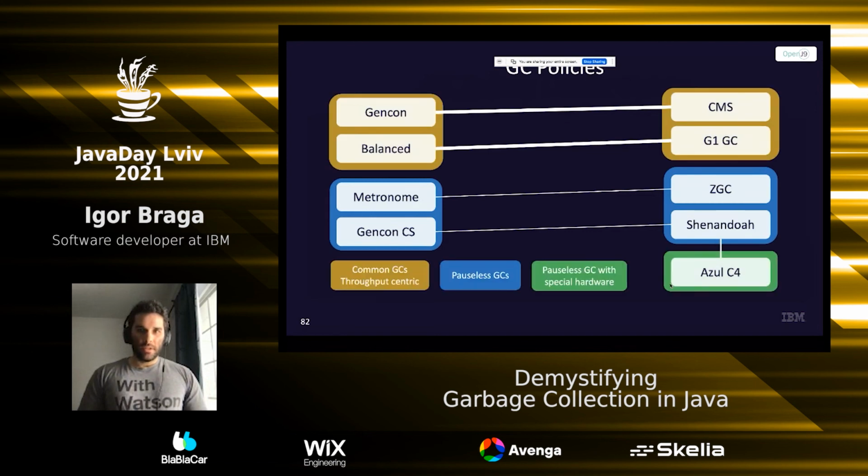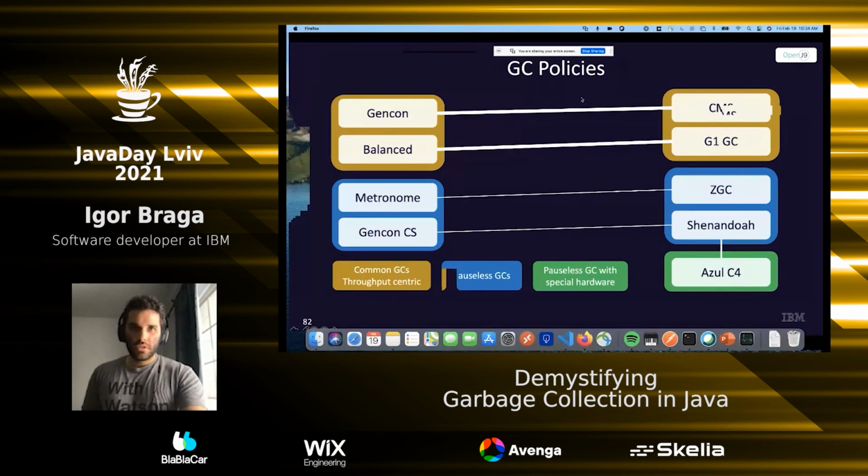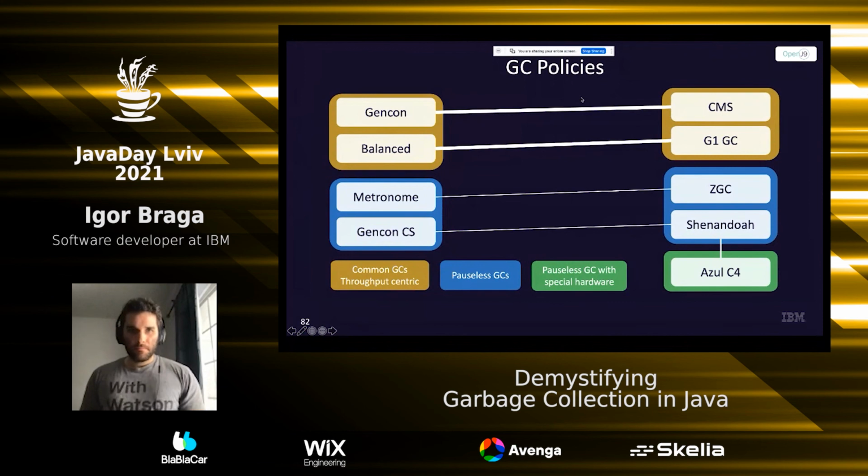So this is a comparison between the most common GCs out there. The yellow blocks there are the most common GCs that I went through with you today. GenCon is very similar to CMS, which is CMS from Hotspot. Balance is very similar to G1 GC. Both are generational, both are region-based, right?